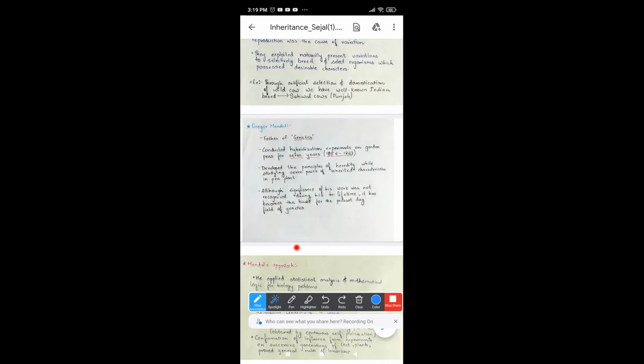Although his work was significant, it was not recognized during his lifetime. But it has proved to be the basis of present-day genetics.